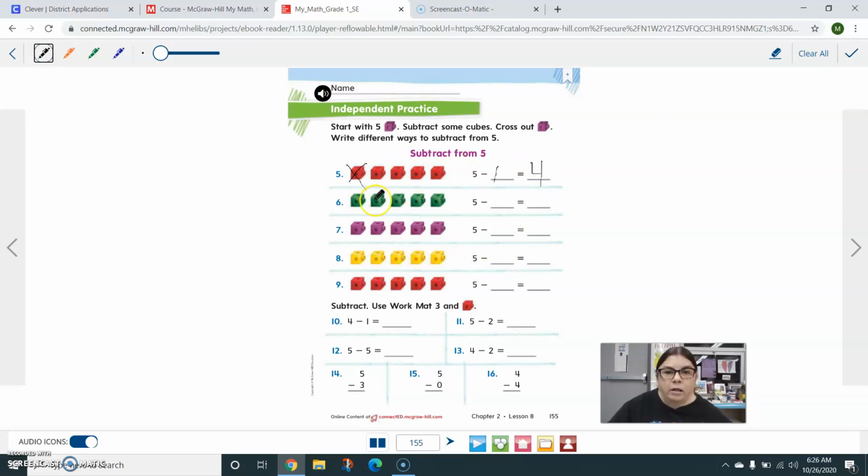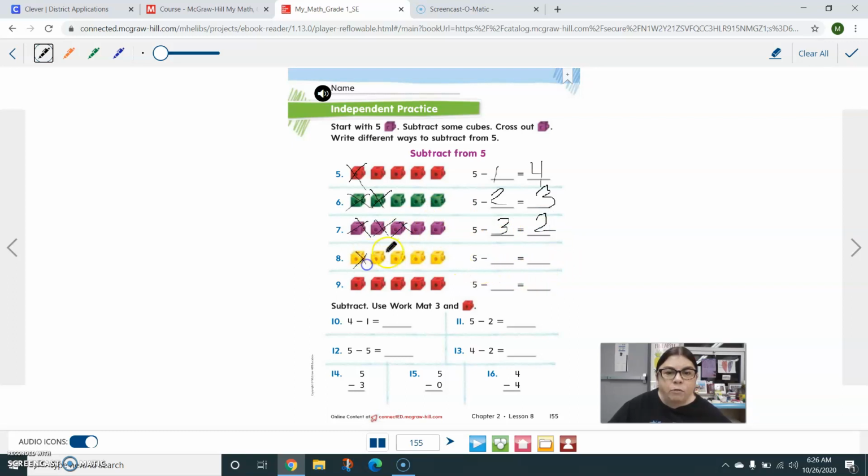Let's look at number 6. I'm going to do 2 this time. So 5 minus 2. 5 take away 2. How many am I left with? 3. That's right. Now let's go ahead and do 3 this time. I'm going to put 3 here. 5 minus 3. How many am I left with? 2. That's right. Good job, friends.